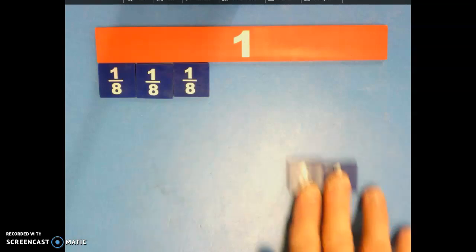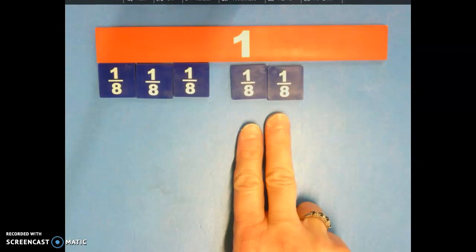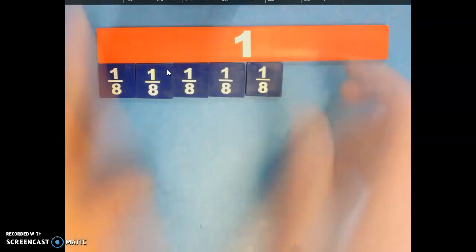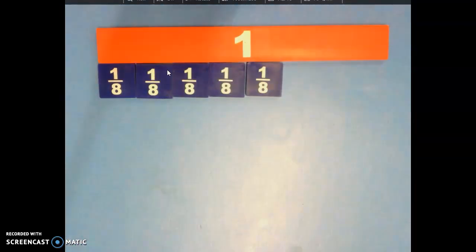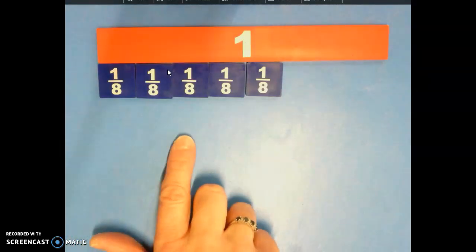I'm going to add two more of those pieces. What have I added here? I've added 2/8. What do I get when I add 3/8 plus 2/8? You're right. I get a total of 5/8. I have 5 pieces of the eighth size, and that's what those fractions mean.